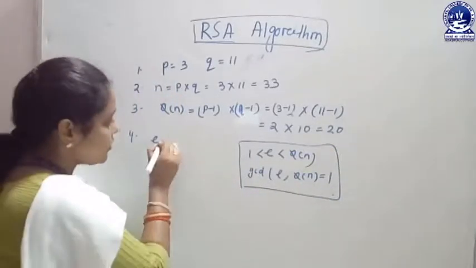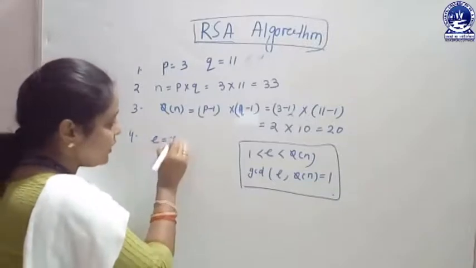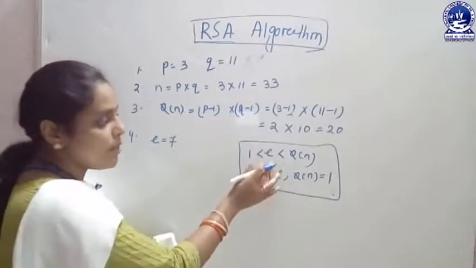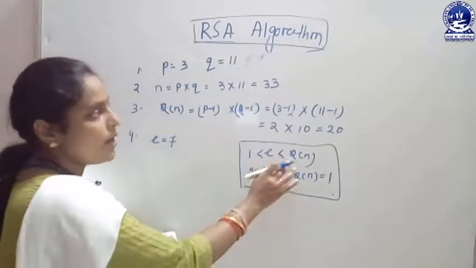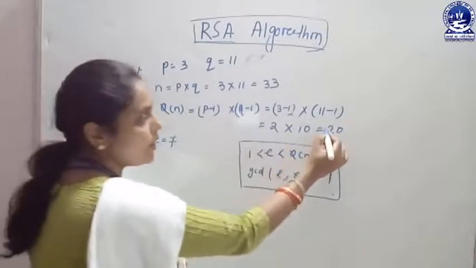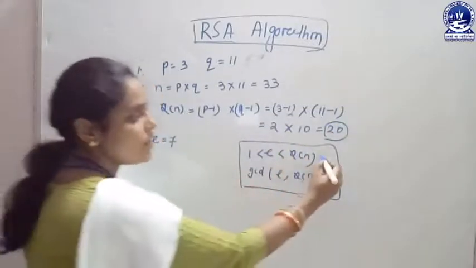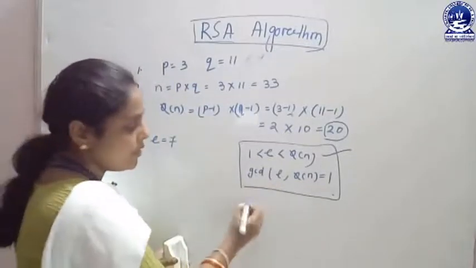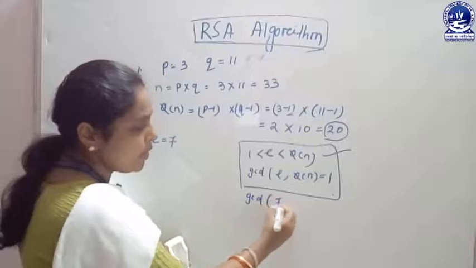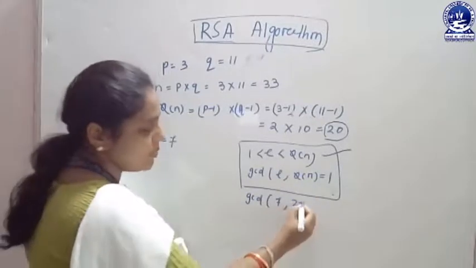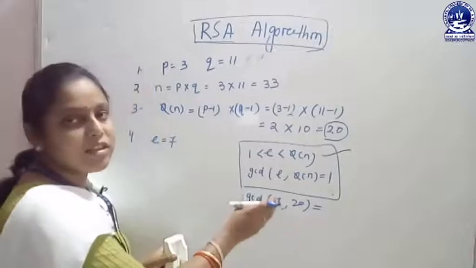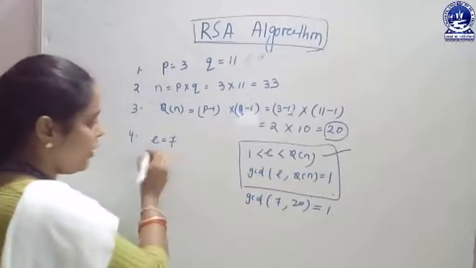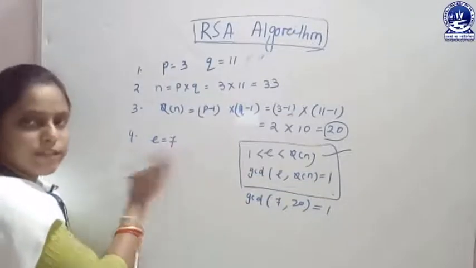Now, suppose I am choosing e value, that is 7. Now check this condition. That means 7 is greater than 1 and less than phi of n. Here our phi of n is 20, which means this condition is satisfied. Then check the next condition. Here GCD of 7 and phi of n, which is 20. You also check this condition, which is satisfied, that means equal to 1. Now our e value is 7.